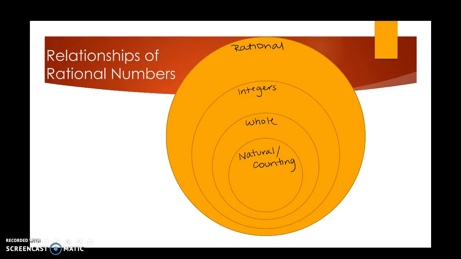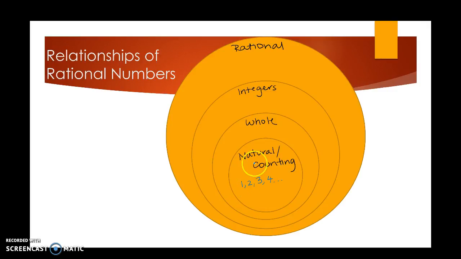So I want to go over the highlights real quick of some of the topics that we've covered this year. So first is relationships of rational numbers. The smallest circle on the inside is going to be your natural or your counting numbers. Both names, same thing. So it's like you're teaching a little kid to count on their hands. 1, 2, 3, 4, and so on.